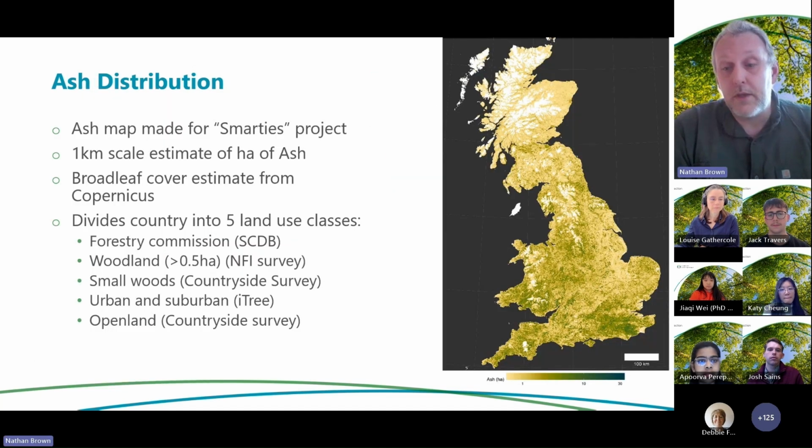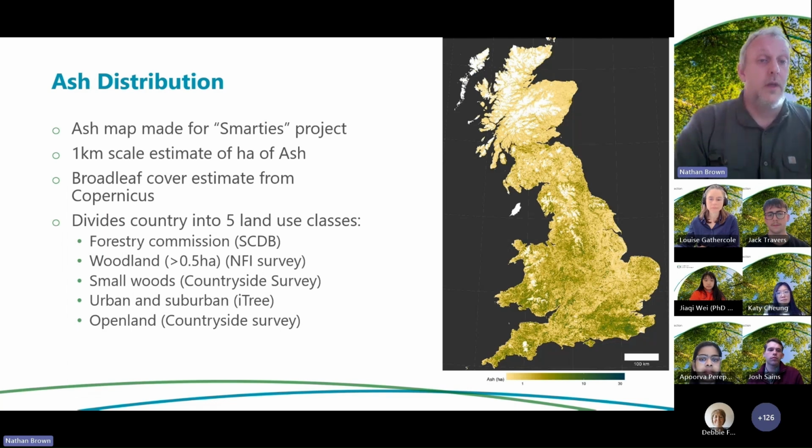A second thing that we think may be important is the ash distribution, which again, if we look at the map, you can see darker green, south and west. So following a similar pattern, perhaps. So this is a map, it's an estimate, a guesstimate from a Smarties project. So this is something Rothamsted Research were involved in, looking at various factors affecting ash, including ash dieback and emerald ash borer. As part of that, we made a 1 kilometre estimate of the amount of ash.